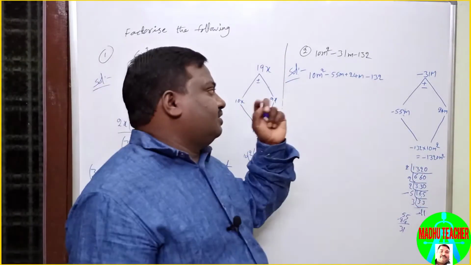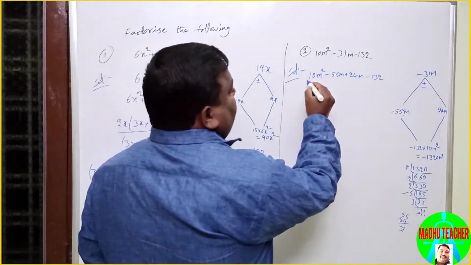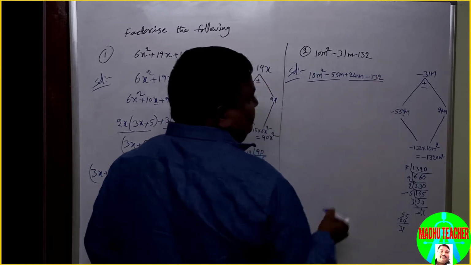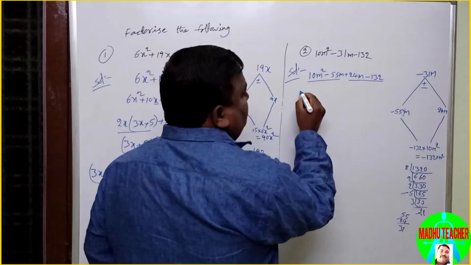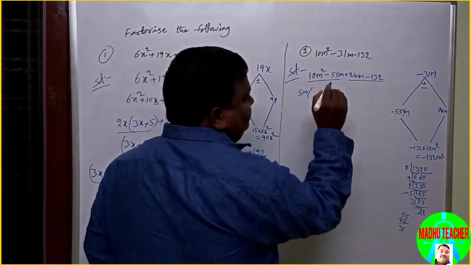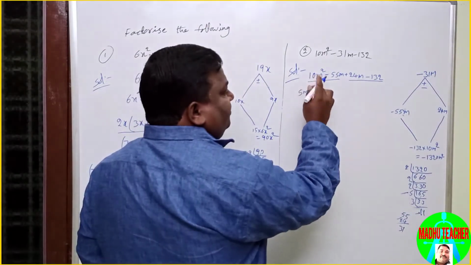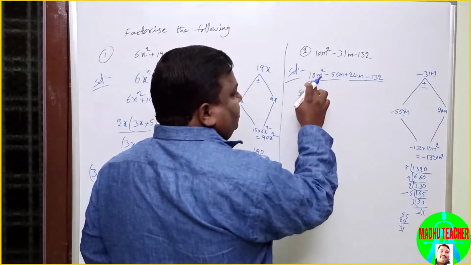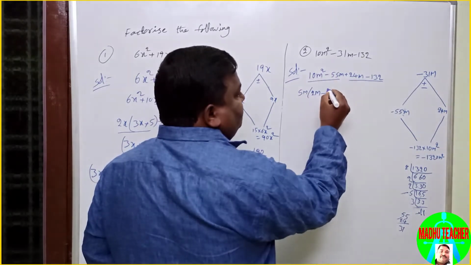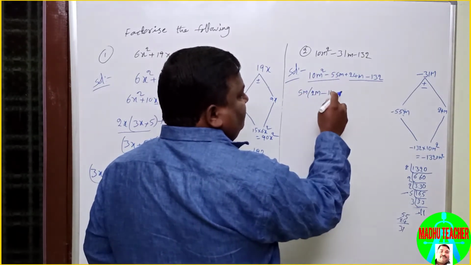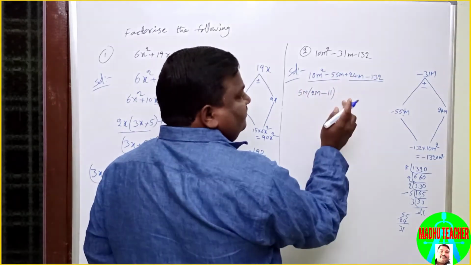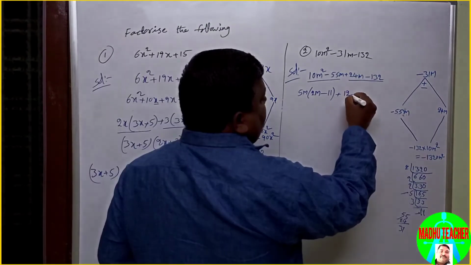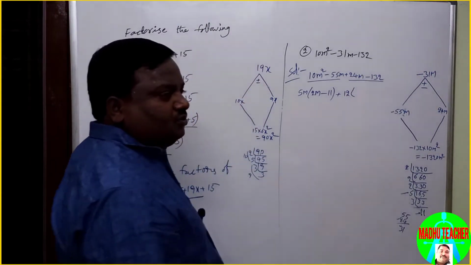Okay, so next. Again these two are one pair and this is the other pair. From these two you can take only 5m common, remaining is 2m. 5 2s are 10, m into m square, minus 5 into 11, 55m. Plus from these two you can take 12 as common.